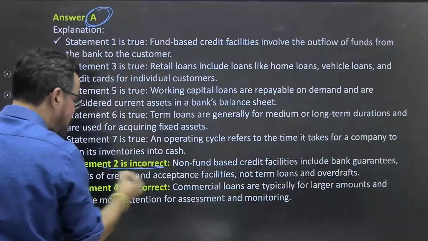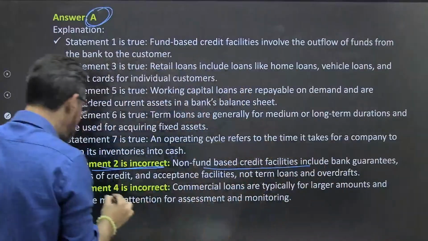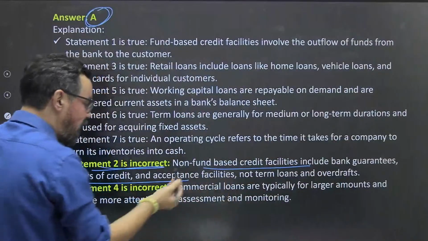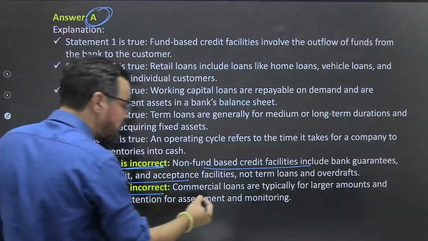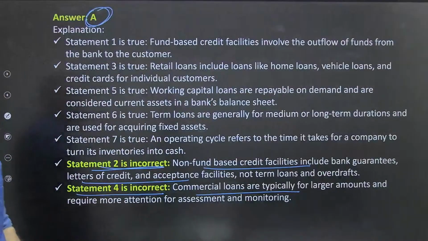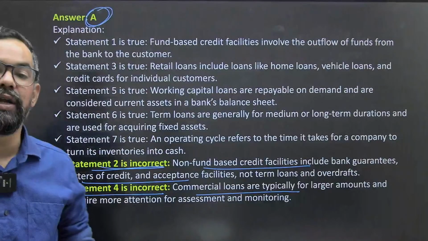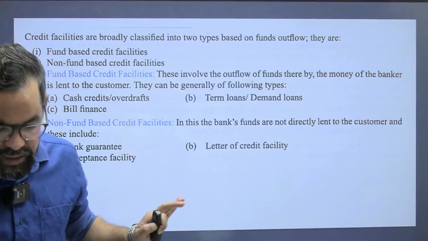So statement 2 is incorrect. Non-fund based credit facilities include bank guarantee, letter of credit, and acceptance facilities. Statement 4 is incorrect because commercial loans are typically for larger amounts and require more attention for assessment and monitoring. Okay, so that is the one. Fund based, non-fund based things are generally part of this one.